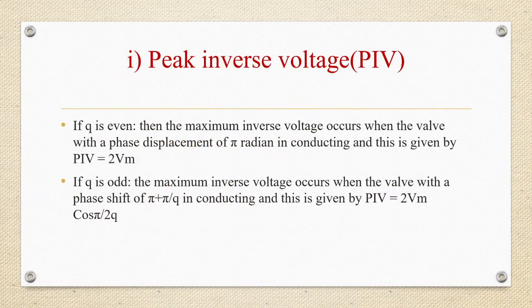If Q is even, then my peak inverse voltage. Let us see the peak inverse voltage. If Q is even, then maximum inverse voltage occurs when the valve with a phase displacement of pi radian is conducting, and it is given by PIV is equal to 2 Vm. If Q is odd, maximum inverse voltage will occur when the valve with a phase shift of pi plus pi by Q is conducting, and this is given by PIV is equal to 2 Vm cos pi by 2Q.